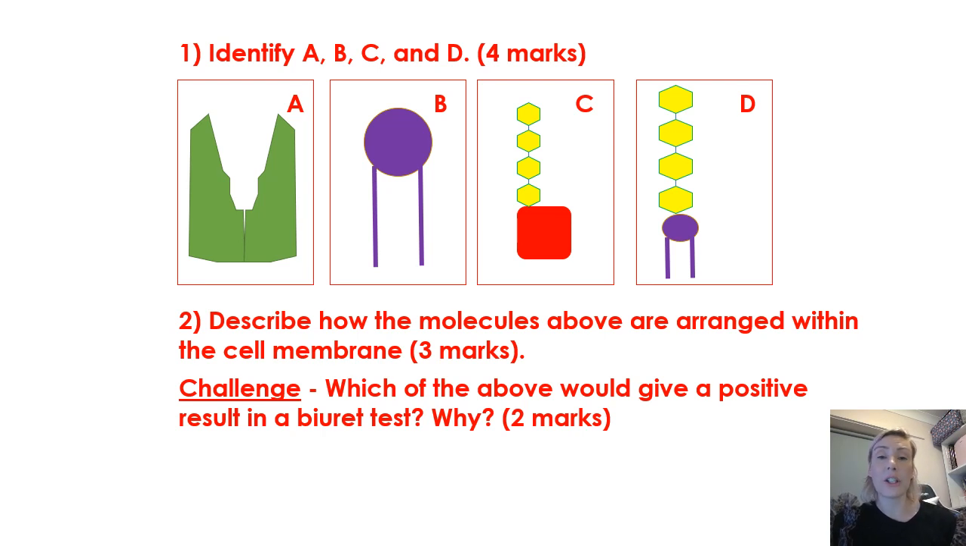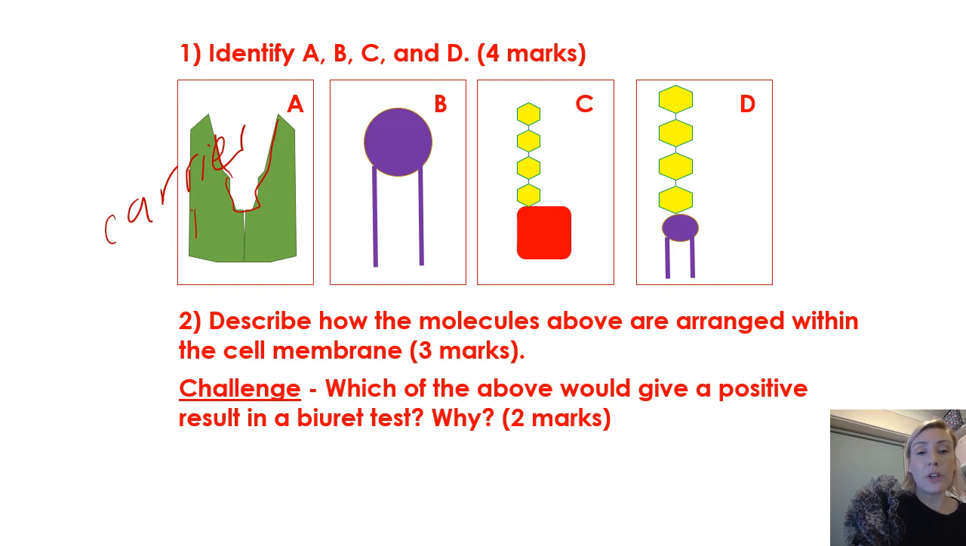So I would ask you first of all to identify what A is. Well, A is an example of a carrier protein. Okay, so it's a carrier protein. The evidence for this is that it's got a specific shape here to its binding sites, which allows a specific molecule to bind to that protein, and that protein will then carry, that's why it's a carrier protein, that specific molecule across the membrane.